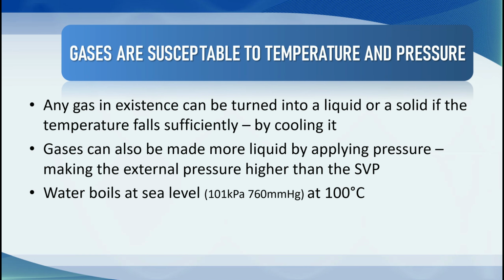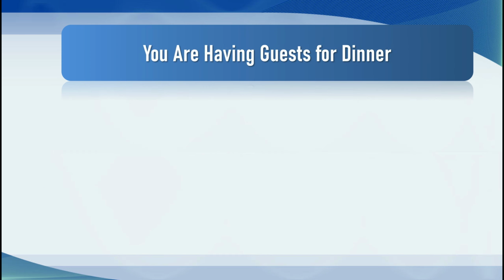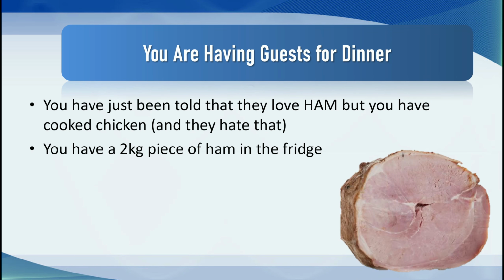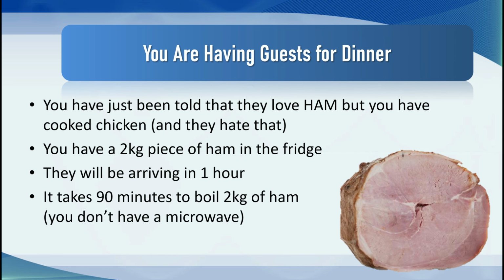Here's a scenario. You're having guests for dinner. You have cooked chicken, but you've just been informed that they love ham and hate chicken. You have a 2-kilo piece of ham in the fridge, but they will be arriving in 1 hour. It takes 90 minutes to boil 2 kilograms of ham, and you don't have a microwave. How can you cook it quicker?